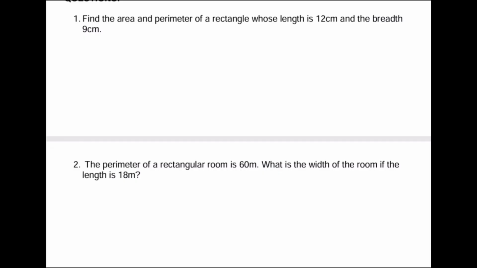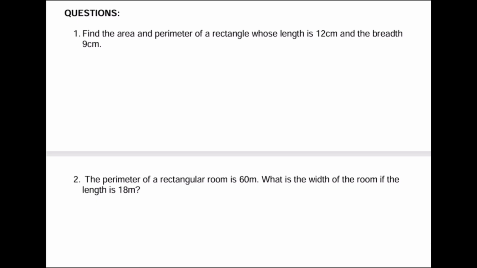So number 1, find the area and perimeter of a rectangle whose length is 12 centimeters and breadth 9 centimeters. So the first thing we do is to draw the shape. So we're going to draw our rectangle and label it. So the length is 12 centimeters, while the breadth can also be called the width. Don't forget, the breadth is 9 centimeters.